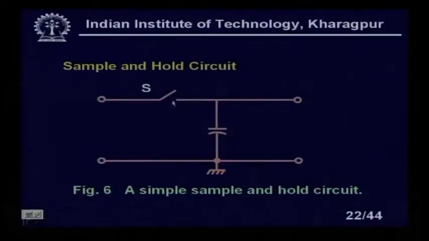This is one of the simplest forms of the schematic of the sample and hold circuit. This is a switch and we have a capacitor here. When I close the switch, the capacitor is charged by the input voltage, and when I open it, it will hold for some period, however small it may be. So, during that time I can complete my conversion.